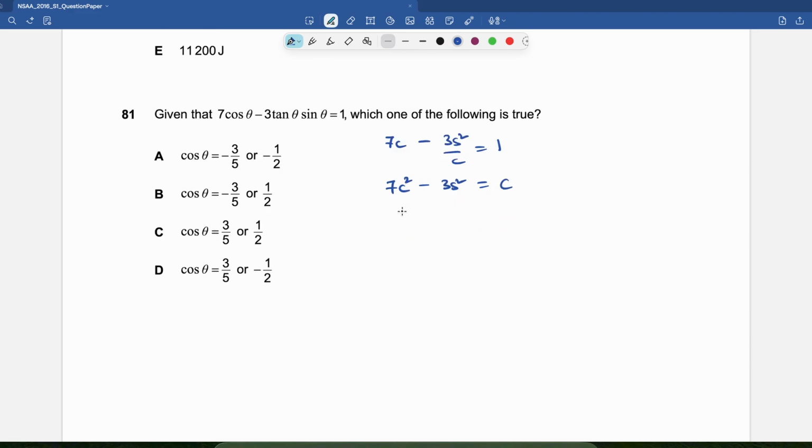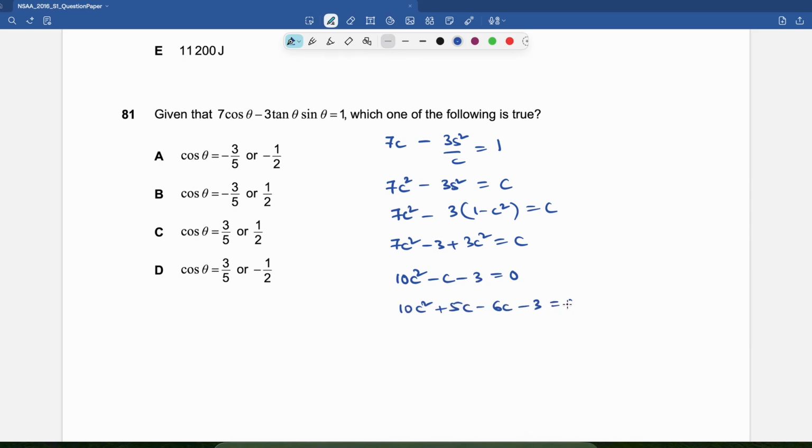I'll get 7C square minus 3S square is equal to C. Now I can write sin square theta as 1 minus cos square theta. So this will be 7C square minus 3 into 1 minus C square is equal to C. So this would give you 7C square minus 3 plus 3C square is equal to C. This would mean 10C square minus C minus 3 is equal to 0. So this can be factorized very easily. It is 10C square plus 5C minus 6C minus 3 is equal to 0.